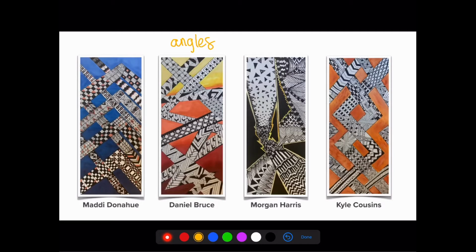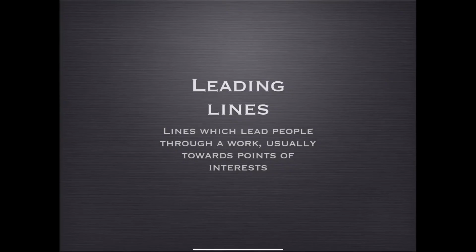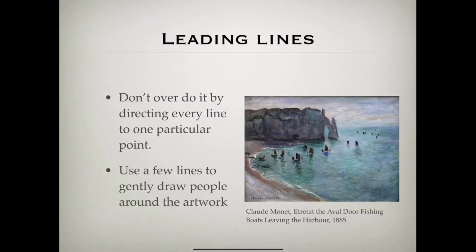To show movement, and they should also overlap to show space. So leading lines are lines which lead people through a work, usually toward points of interest. In our case, we're just trying to get people to look through the entire work. So don't overdo it by directing every line to one particular point. Have your lines go through the entire piece.